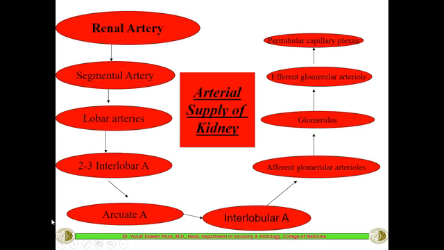There it forms the arcuate arteries. Then they are divided into smaller branches called the interlobular arteries. Further they break into smaller arteries called the afferent glomerular arteries, which supply and form the glomerulus. Then it is further divided into efferent glomerular arteries, which are smaller branches from the glomerulus, and then they form the peritubular capillary plexuses. So this is how the renal artery is divided into smaller and smaller branches, supplying the kidneys.